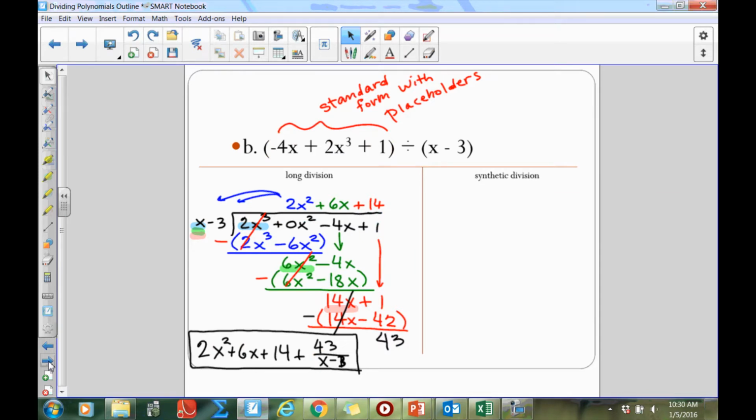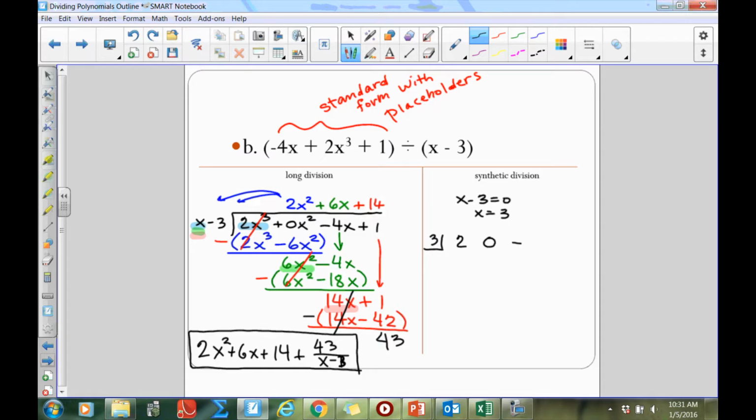Also, with synthetic division, we have to remember 0 placeholders, and if we forget them, we're just going to get a wrong answer without realizing we've made that mistake, because we don't have the variables and the exponents to line up like terms. So I would still set the divisor equal to 0. I would still have to rearrange the other polynomial, putting it in standard form with placeholders, and the coefficients would be 2x cubed, plus 0x squared minus 4x plus 1.